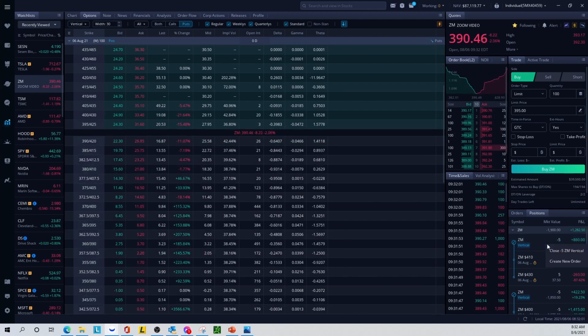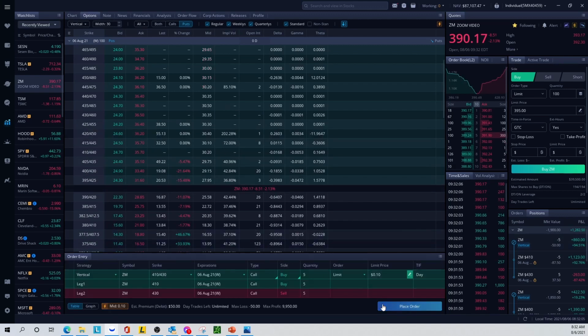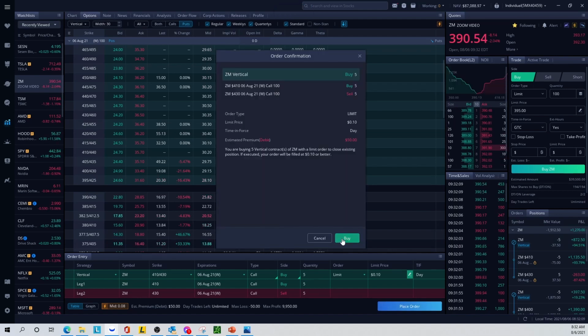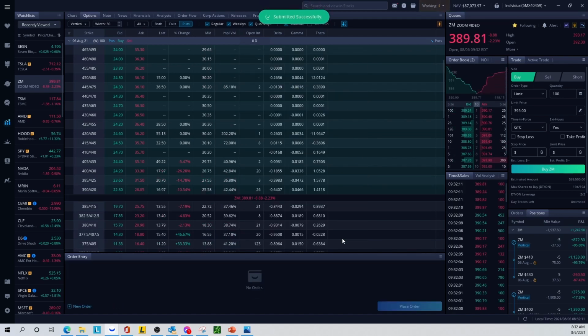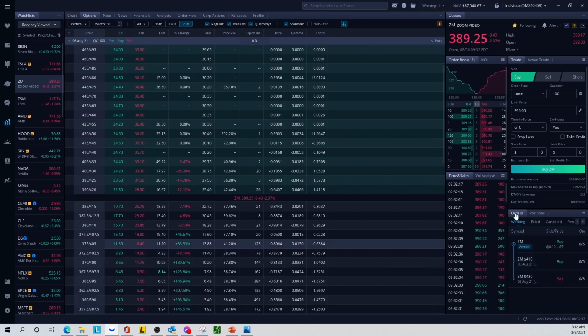So I just right click here. I'm just going to close this trade, click place order, and we'll see if it executes. So we can look at the pending orders. Looks like I'm not able to close it at the moment. Let's just look at this.